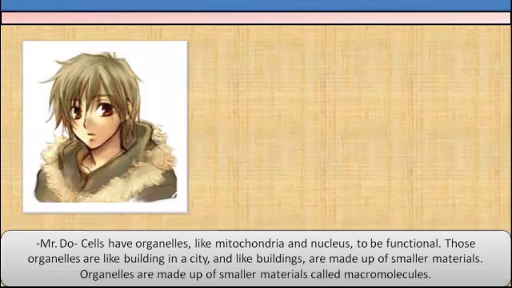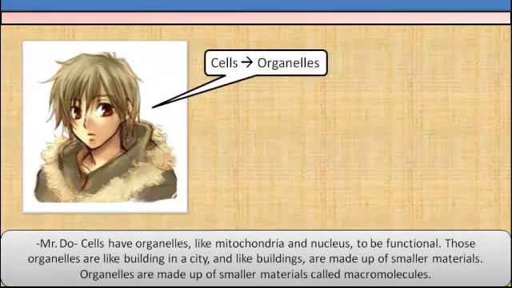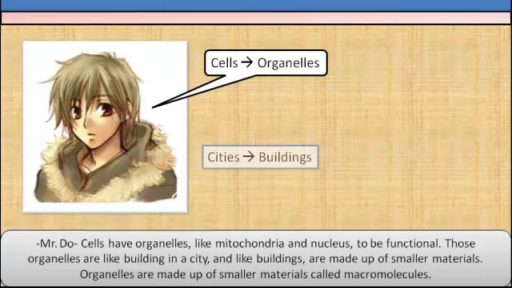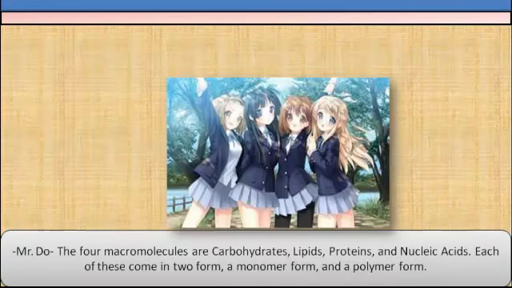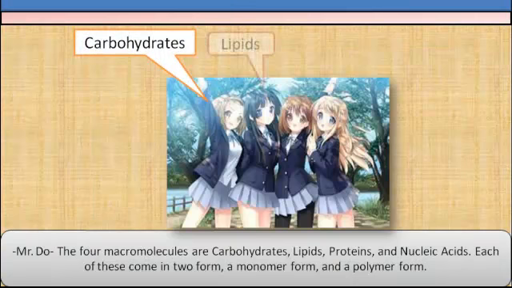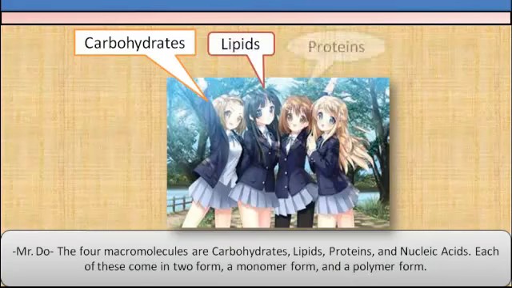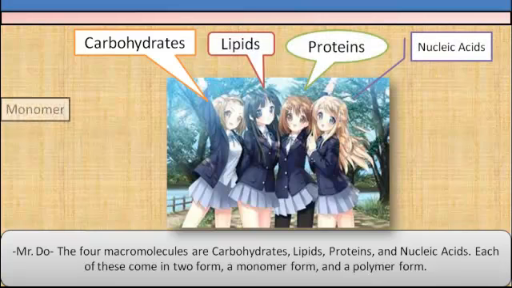Cells have organelles like mitochondria and nucleus to be functional. Those organelles are like buildings in a city, and like buildings are made up of smaller materials. Organelles are made up of smaller materials called macromolecules. The four macromolecules are carbohydrates, lipids, proteins, and nucleic acids. Each of these comes in two forms, a monomer form and a polymer form.